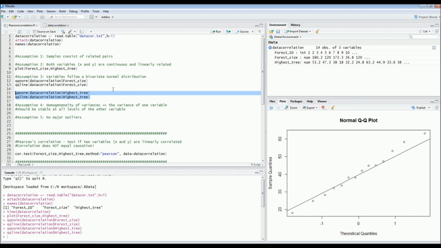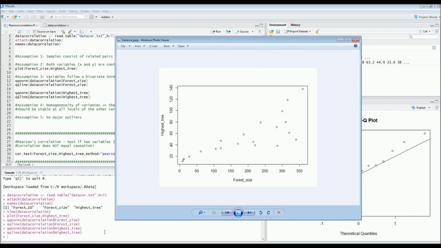Then the fourth assumption is that we need to have homogeneity of variances. And this is more difficult to understand, because in the correlation test, this means that the variance of one variable should be stable at all levels of the other variable. What this actually means, and I can best show this with an example, is that what you don't want to see is a scatter plot that looks like this. So this is another example from another data set.